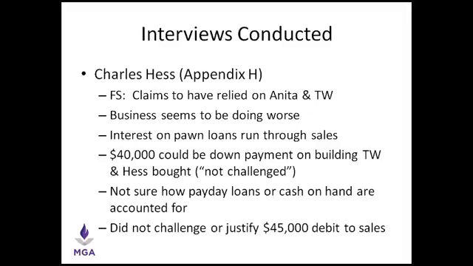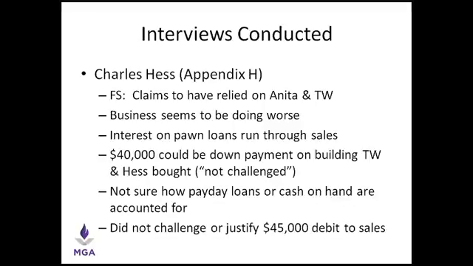Okay, so then we get to Hess, and he initially claims to have relied a lot on Anita and Tom, and that conflicts with what Anita says. He does admit that the business seems to be doing worse since the prior owner died. He does say that interest on pawn loans are run through the sales. He didn't challenge the $40,000.